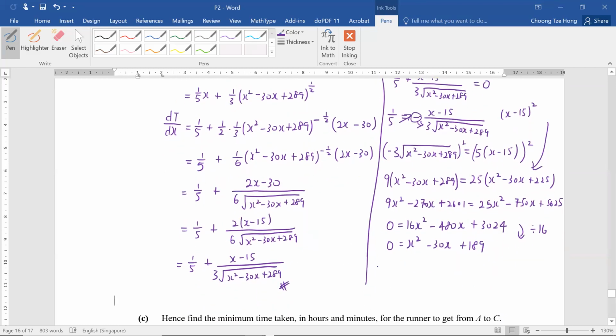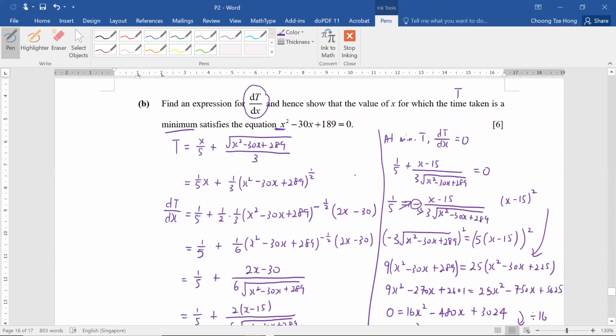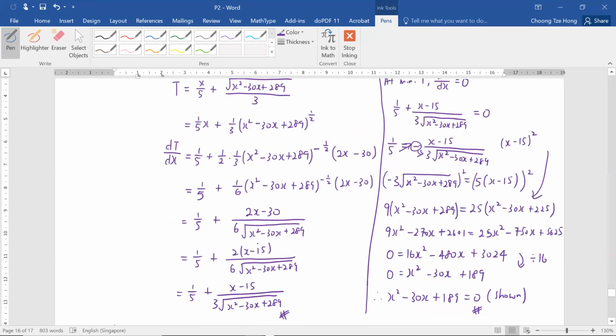So let's write on the left side: shown already. Any question? Okay, so this is good. This question is a bit long, but actually it's long because I showed every step. If you are familiar, you should be able to skip a couple of steps, but do be careful, don't make mistakes.